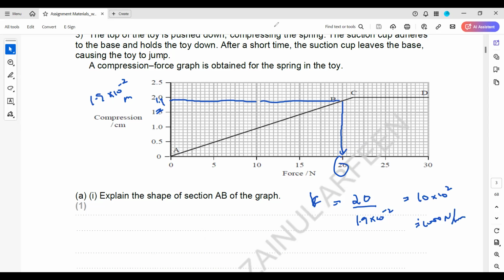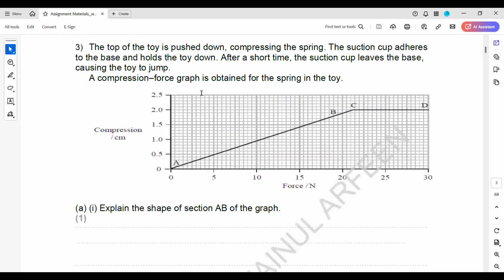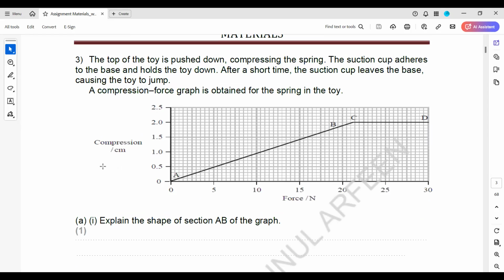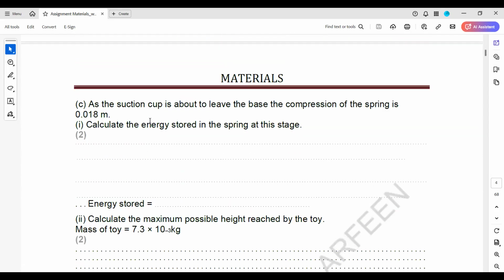So if the force was on the y-axis and extension on the x-axis, I can work out the gradient. But remember one thing, usually the compression and the extensions are in centimeters. So when you're using a graph, don't forget to convert into meters.